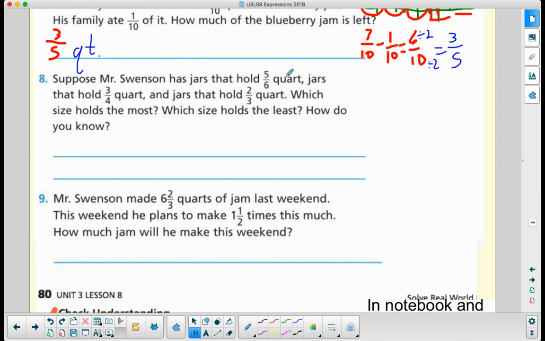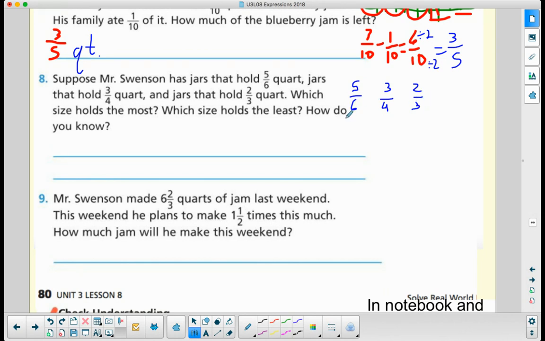So I decided I better do something other than my diagram to decide which held the most. Well, I noticed 5/6 is 1/6 from being a whole. 3/4 is 1/4 from being a whole. And 2/3 is 1/3 from being a whole. I remembered the larger the more pieces, the smaller they are. The smaller the fewer the pieces, the larger they are.